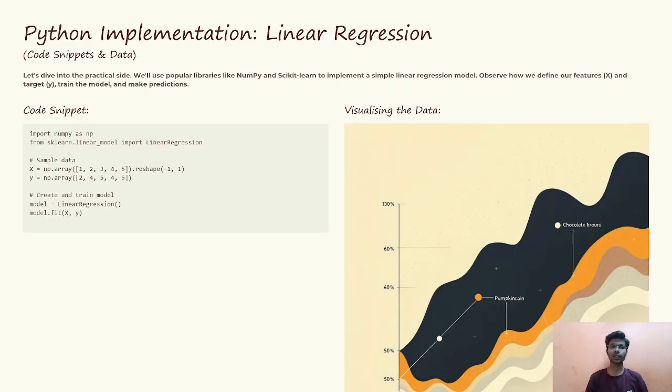Python implementation of linear regression: code snippet and data. Let's dive into the practical side. We will use popular libraries like NumPy and scikit-learn to implement a simple linear regression model. Observe how we define our feature X and target Y, train the model and make predictions. Code snippet: first, we import numpy as np and, from sklearn.linear_model, import LinearRegression. First, we assign the x and y and reshape them.